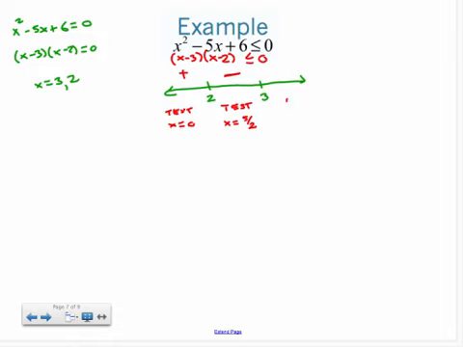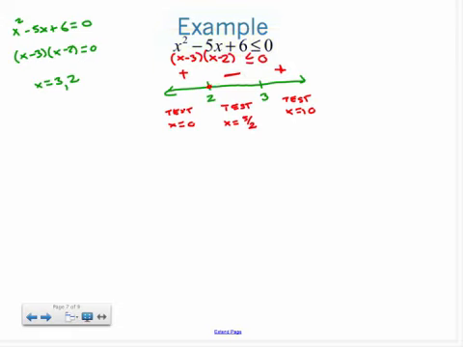And finally, test any number bigger than 3. Okay, so we can test 10. Okay, that's going to give me a positive times a positive. Now, I've made my sign chart. I can answer the question. When is the expression less than or equal to 0? Well, that means negative. That's this middle portion. And since they used equal to, I may use the 2 endpoints of the partition. So my solution set in interval notation will look like 2, 3 in brackets.